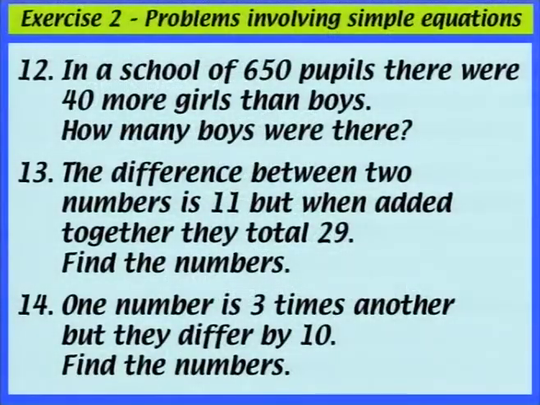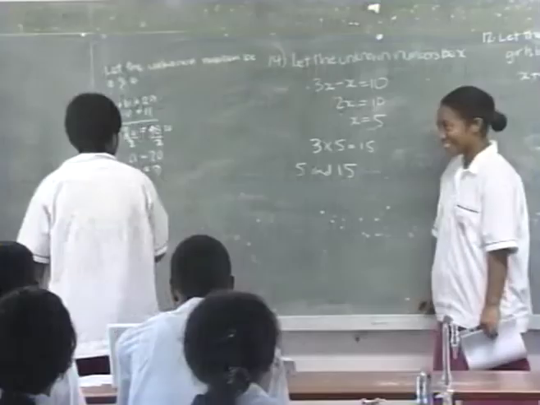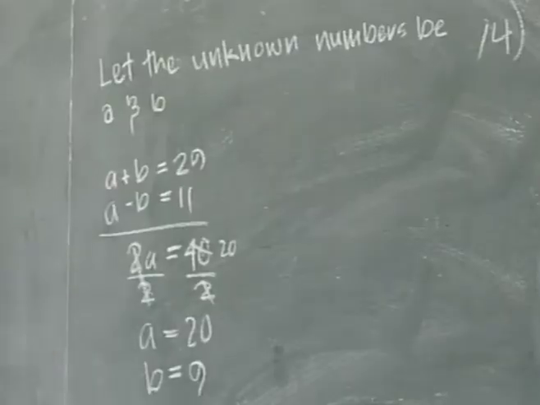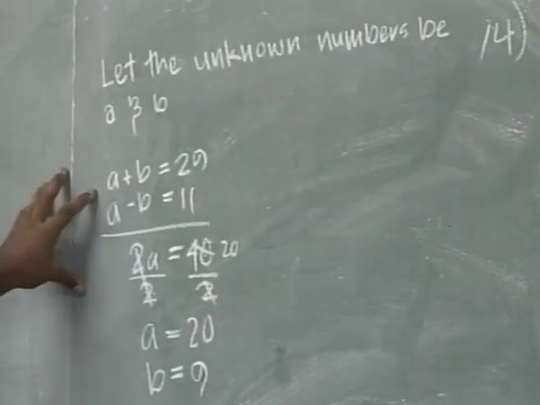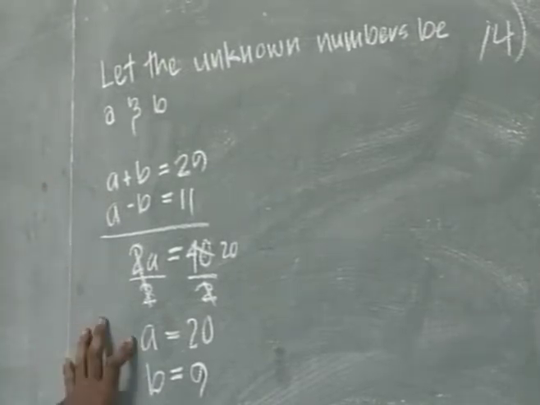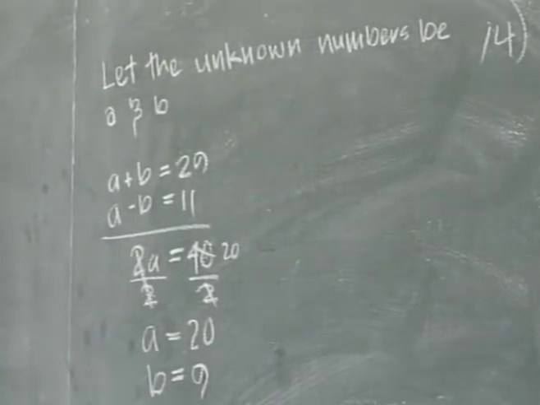Question 13 reads, the difference between two numbers is 11, but when added together they total 29. Find the numbers. Let the unknown numbers be a and b. I use the simultaneous equation to find it. A equals 20 and b equals 9.